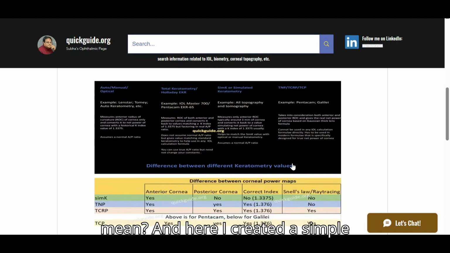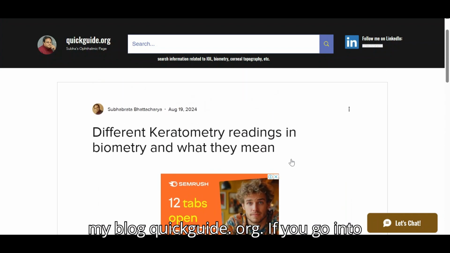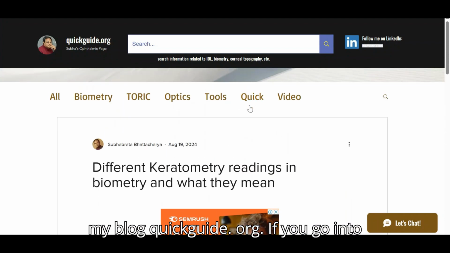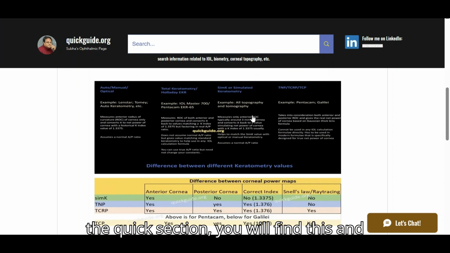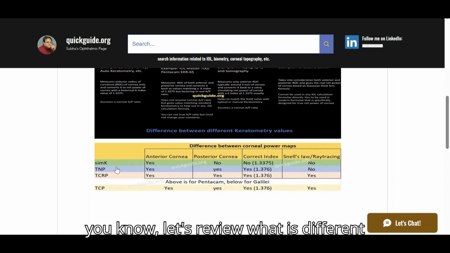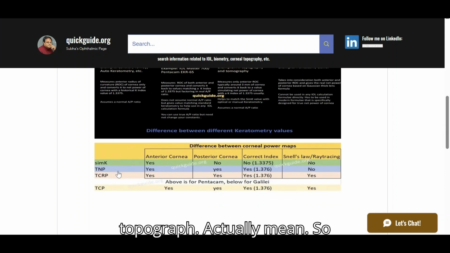Here I created a simple chart under the quick section of my blog, quickguide.org. If you go into the quick section, you will find this. Let's review what these different topography maps actually mean.